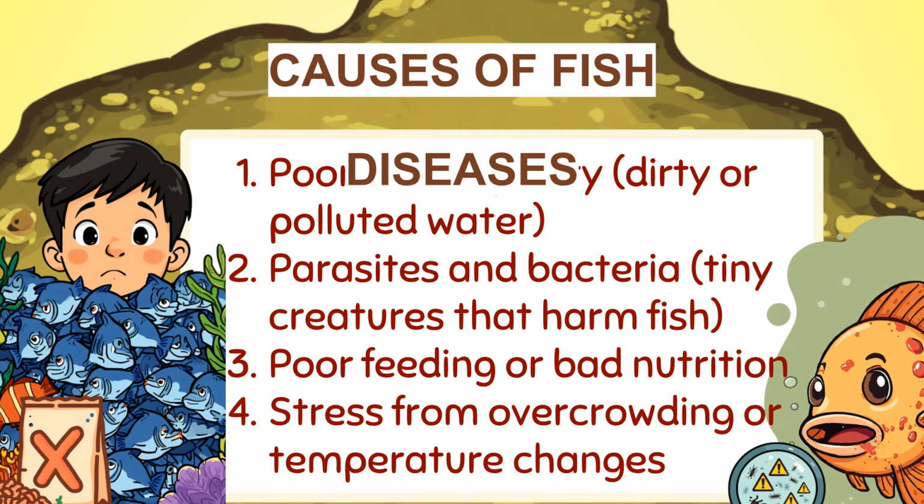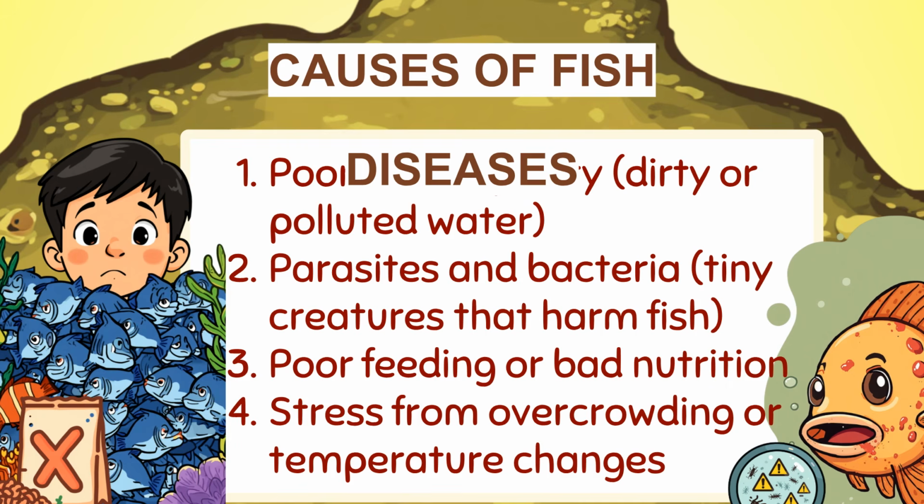First, poor water quality. Dirty or polluted water can stress fish and make them more vulnerable to diseases. Fish need clean and safe water to survive. Second, parasites and bacteria. These are tiny organisms that can harm fish and cause different illnesses. Third, poor feeding or bad nutrition. Fish need the right amount of nutritious food to grow strong. Without proper nutrition, their bodies may become weak and less able to fight diseases.